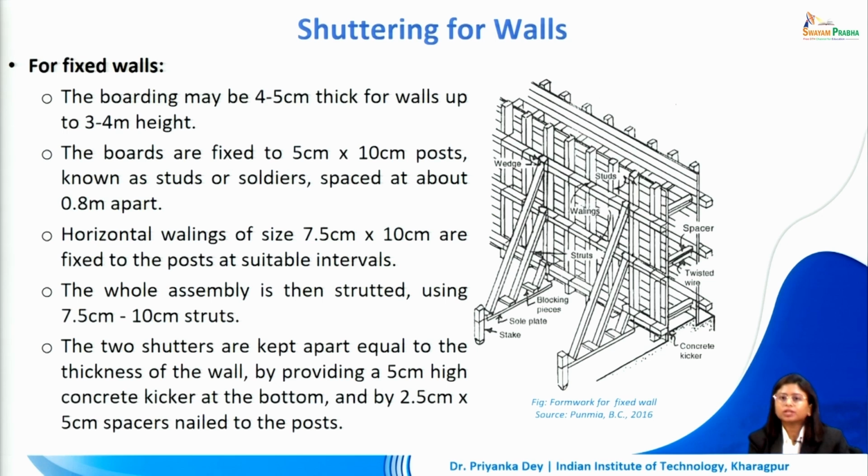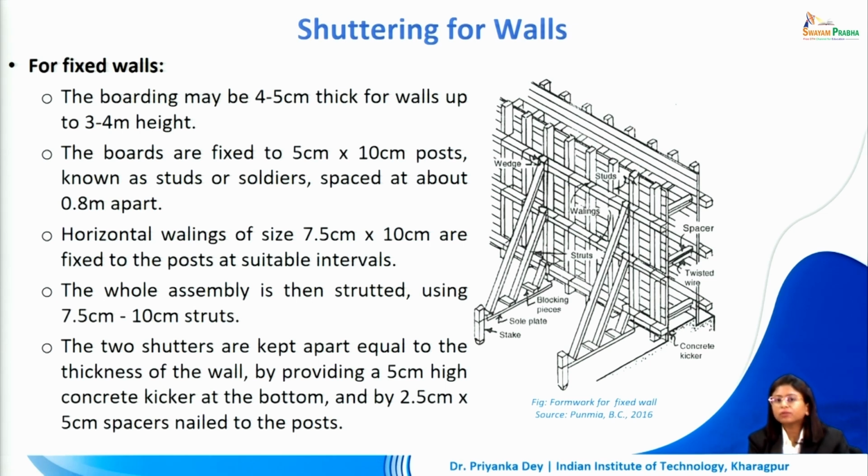If we are doing shuttering for walls, for fixed walls, the boarding may be 4 to 5 cm thick for walls up to 3 to 4 meter height. The boards are fixed to 5 cm cross 10 cm posts. These are known as studs or soldiers, and they are spaced about 0.8 meters apart.